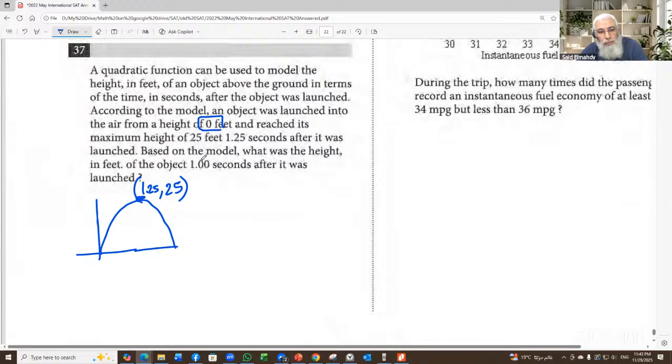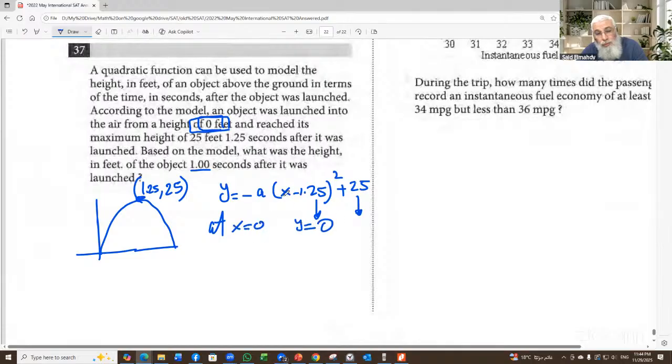After it was launched, based on the model, what is the height in feet of the object 1 second after it was launched? So the equation is y equals minus a multiplied by x minus 1.25 squared plus 25. This is the x vertex and y vertex. Because it was 0 feet when it was launched, at x equal to 0, y was equal to 0. So we can solve: y is equal to 0 minus a multiplied by 0 minus 1.25 power 2 plus 25.